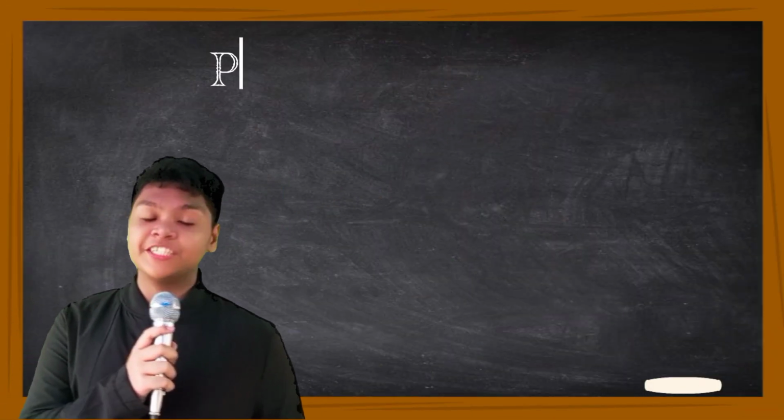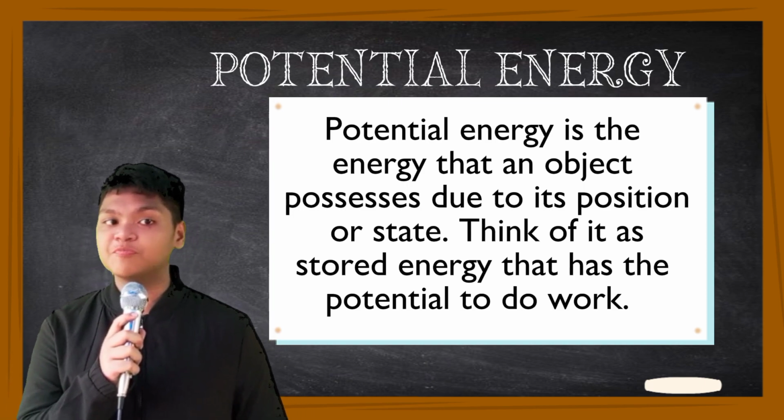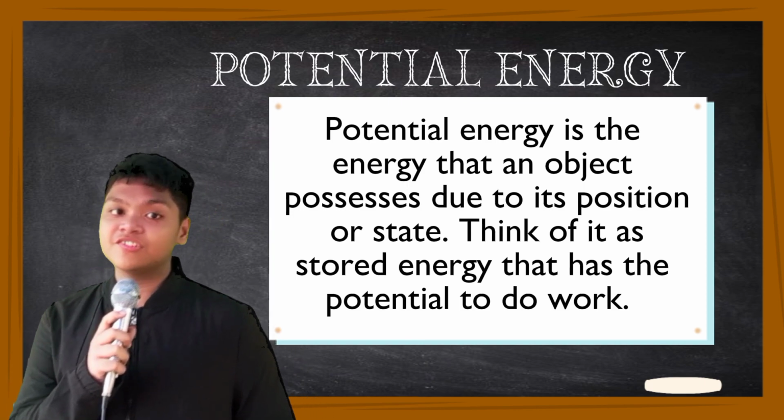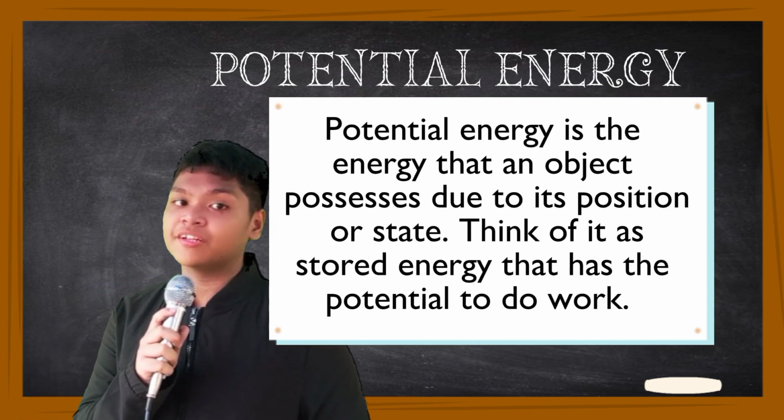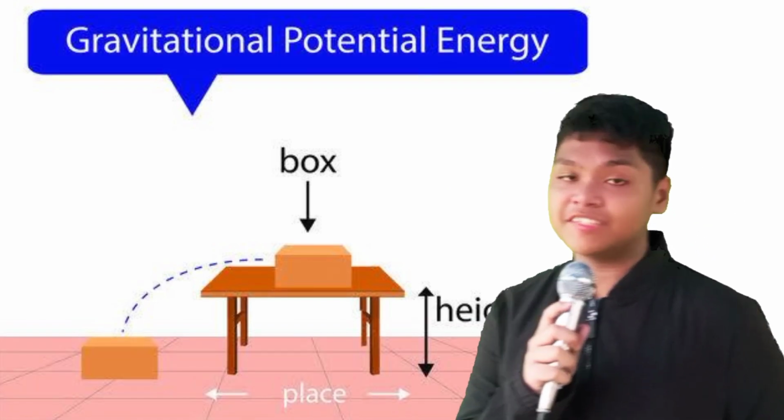Let's start with potential energy. Potential energy is the energy that an object possesses due to its position or state. Think of it as stored energy that has the potential to do work. The most common type of potential energy is gravitational potential energy, which is the energy that an object has because of its height above the ground.